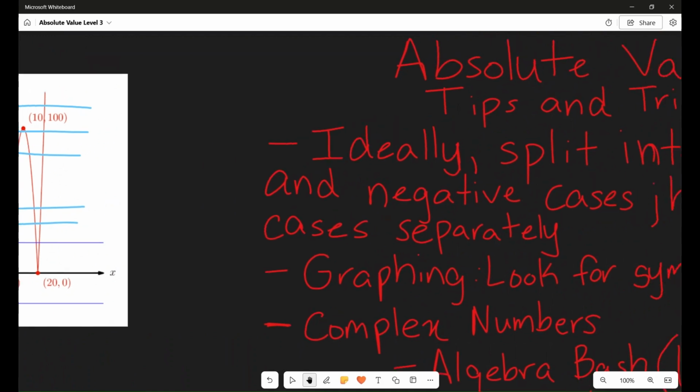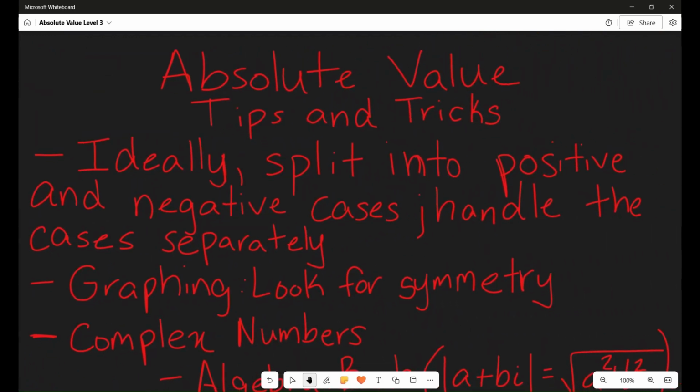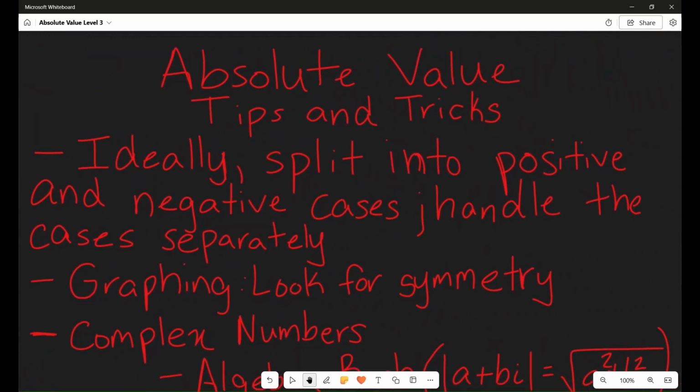Now, before we end the series, I have listed here some tips and tricks when working on absolute value problems. And the first thing I have here is ideally we should split into the positive and negative cases, kind of like we did in that last problem. We split into the positive and negative cases, like the plus or minus 21. Then we set it to c plus or minus 21. And then we actually continue doing that for all of the inner absolute values.